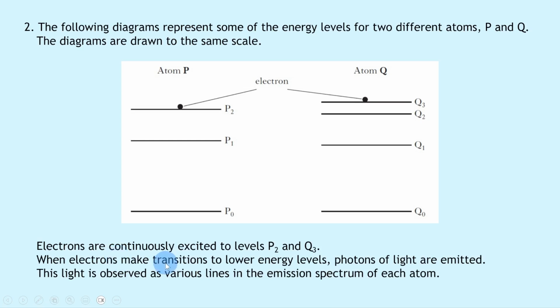It then says electrons are continuously excited to levels P2 and Q3. So that's P2 there and Q3 there. When electrons make transitions to lower energy levels, photons of light are emitted. This light is observed as various lines in the emission spectrum of each atom.